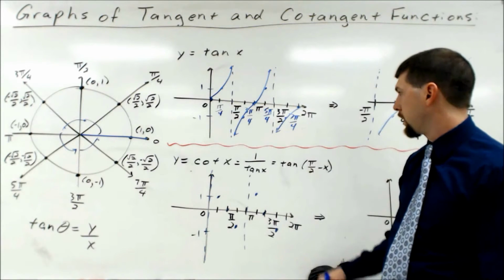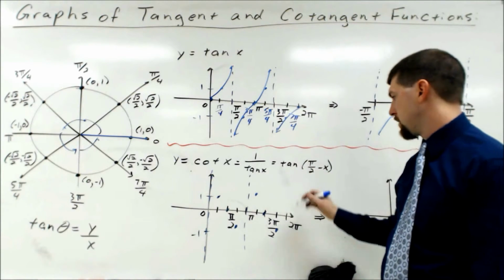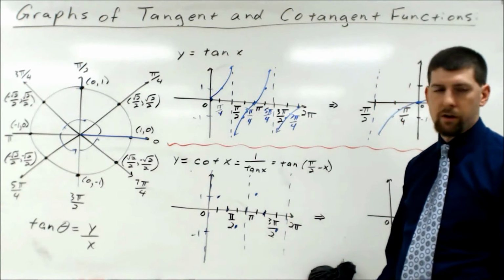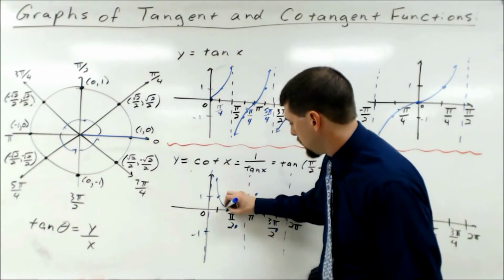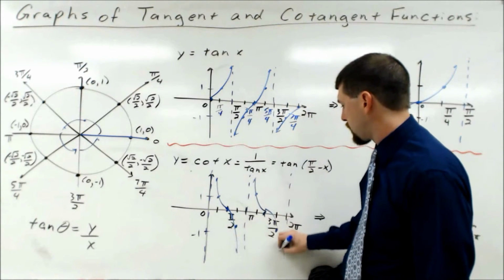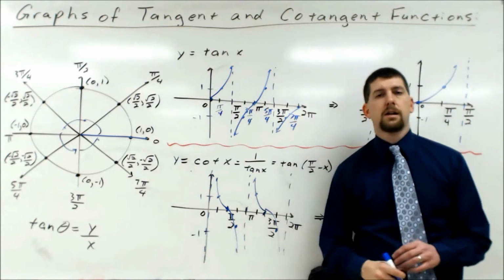3 pi over 2 is kind of in the way. And at 2 pi, we were at 0. The reciprocal of 0 gives us undefined. Now what we can see is we're going to get the same shape. It's just going in a different direction.